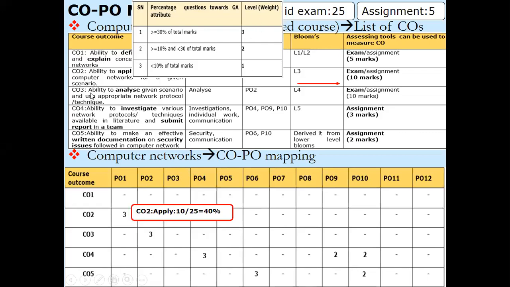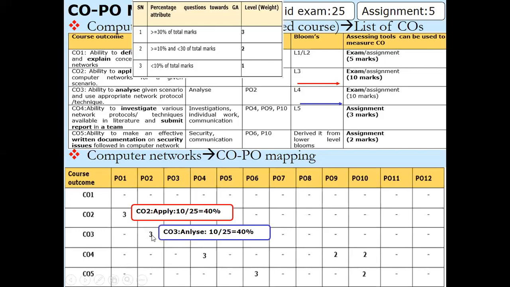Now I'll come to CO3. CO3 is mapped to PO2, analyze level, and allocated 10 marks out of 25. So 10 divided by 25 is 40%. It lies in the more than 30% range. The weightage should be 3.